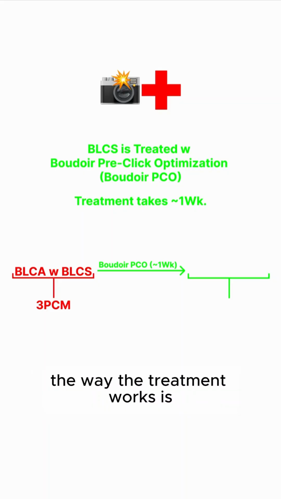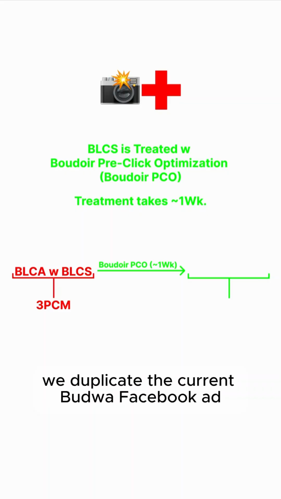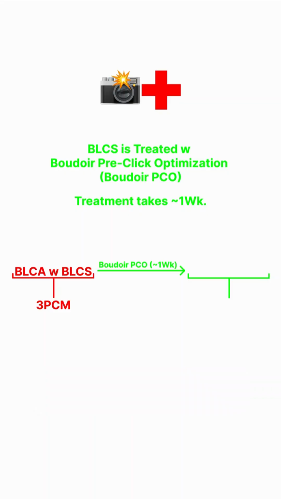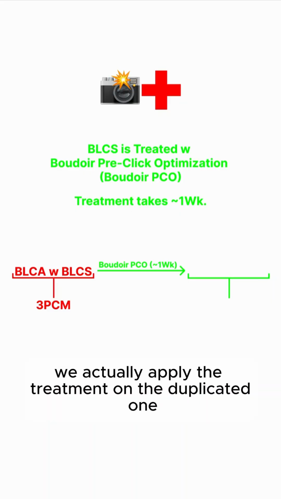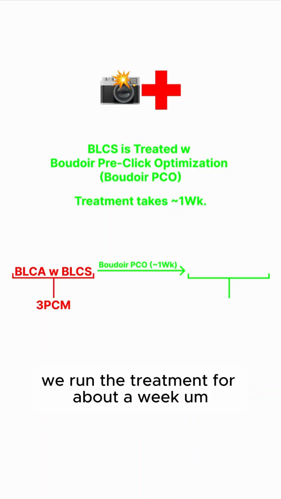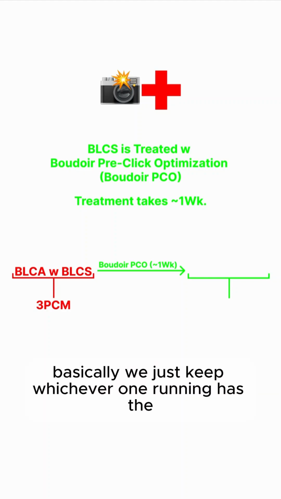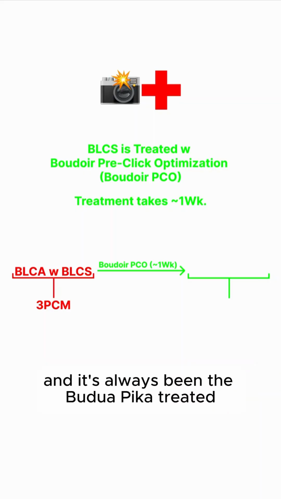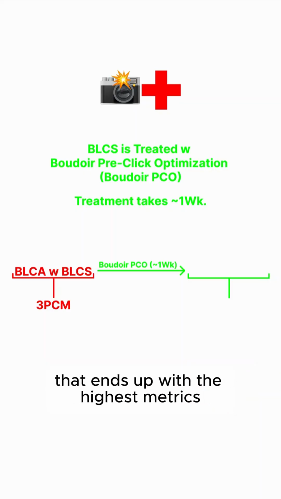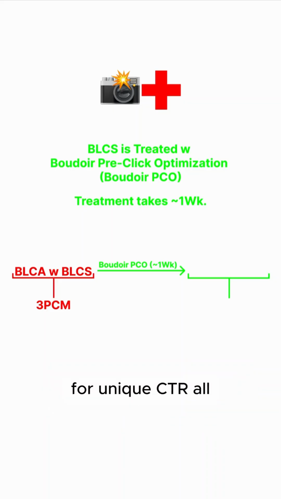The way the treatment works is we duplicate the current Boudoir Facebook ad, and we leave the original. And we apply the treatment on the duplicated one. We run the treatment for about a week. After about a week, we just keep whichever one has the highest metrics running, and it's always been the Boudoir Pico treated ad that ends up with the highest metrics for unique CTR all.